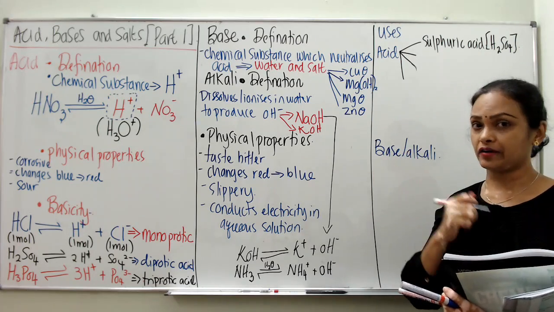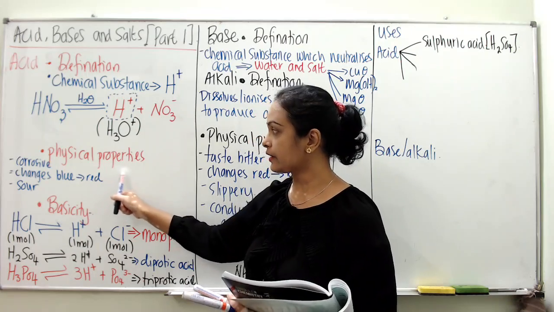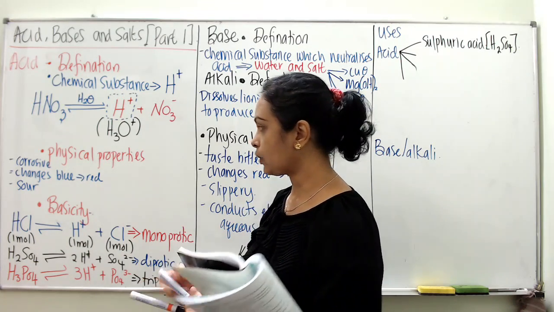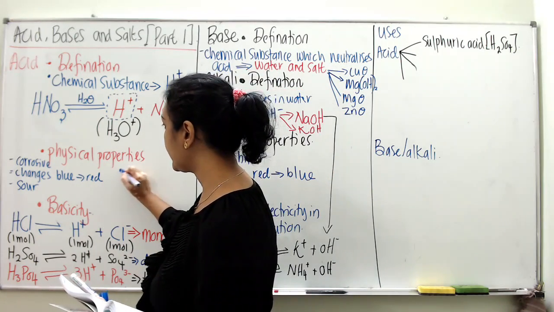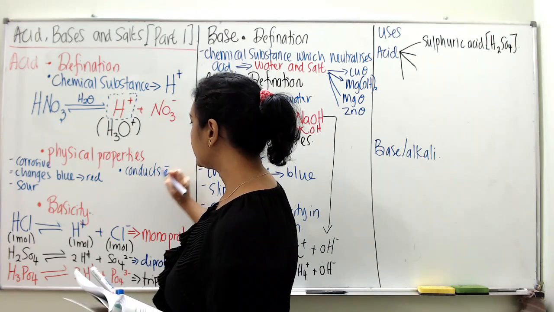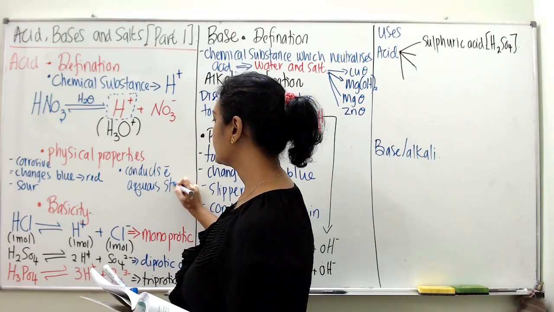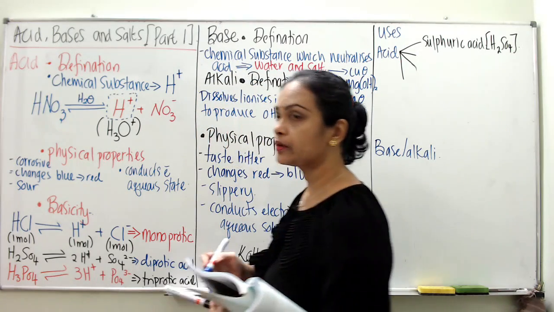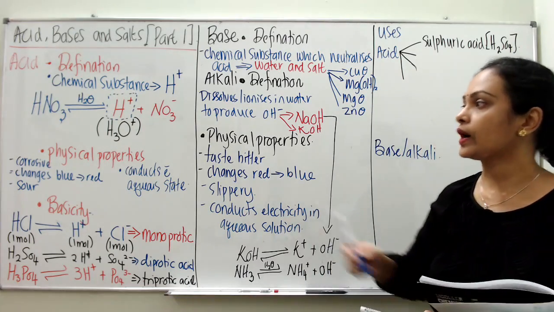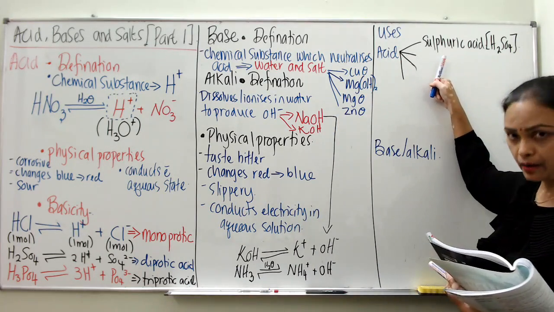This is the car battery. Remember, I've told you that it can conduct electricity in aqueous state. So that is the reason why sulfuric acid is mainly used as a car battery.